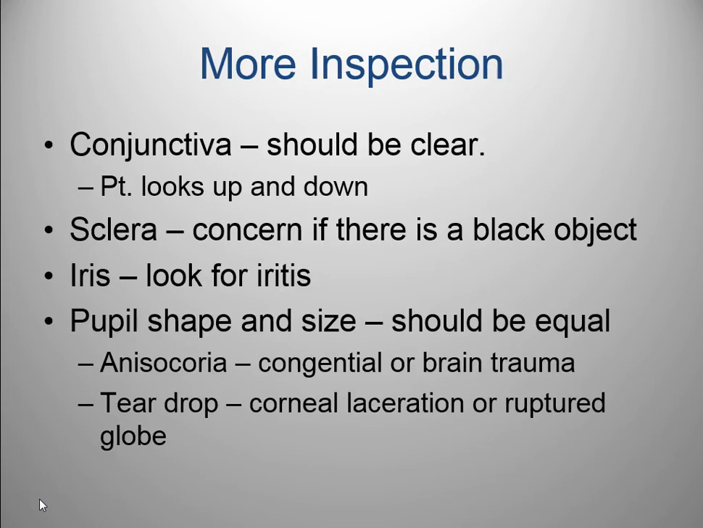More inspection. There's so much inspection, the eyes. You want to look at the conjunctiva. So have your patient look up and down. The conjunctiva is that thin layer over the eyes, but it's pink underneath the lower eyelid and the upper eyelid. So if the patient looks up and down, that should be clear. And if it's not, that's an indication of some sort of an injury or infection.